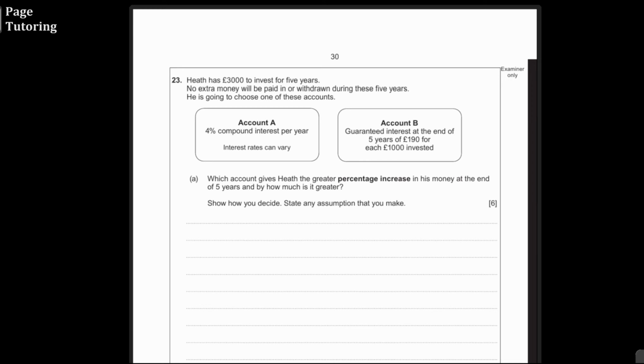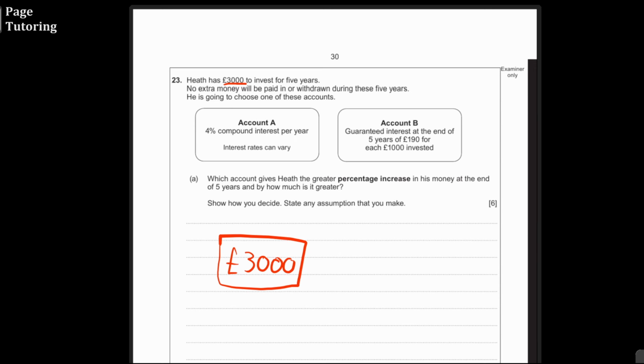So it says Heath has £3,000 to invest for 5 years. So at the start, Heath has £3,000. We'll underline that so we can refer back to it. No extra money will be paid in or withdrawn during that 5 years. So it sounds like, okay, he's got his bank account and he's straight away put in his £3,000. So it says he can either put it in, he's going to choose one of these accounts. Either account A, which is a 4% compound interest per year.